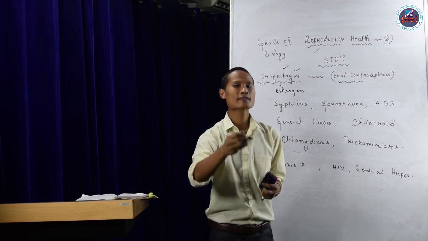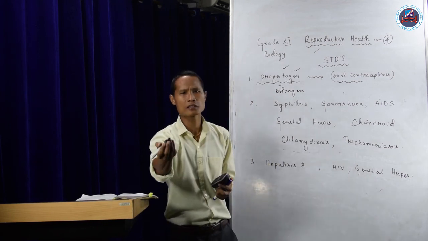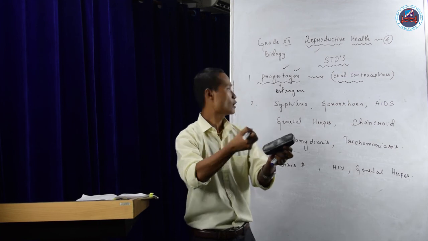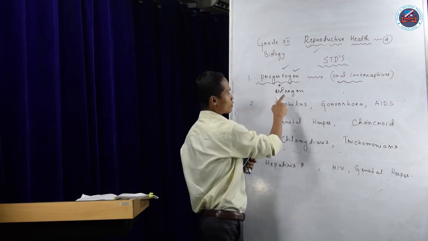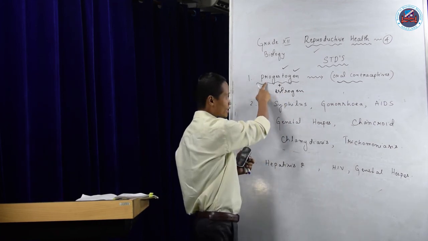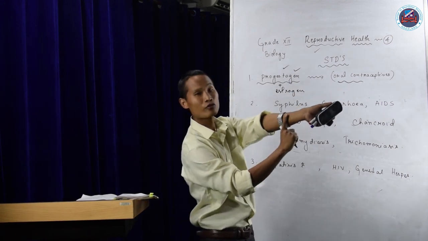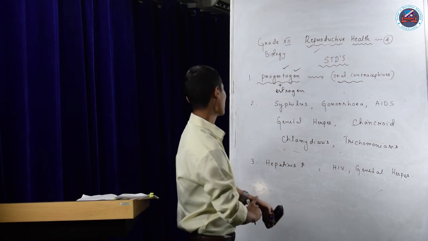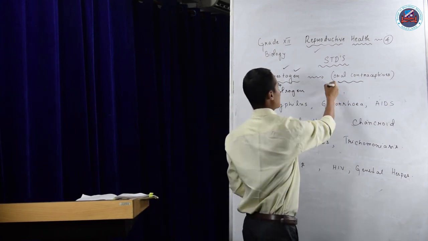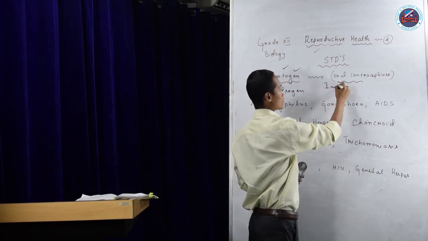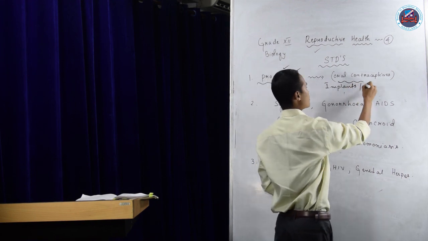Likewise, we have another method called implants or injection. In the female, either progestogen or estrogen, or a combination of these two, is implanted under the skin. So this is also one of the methods, called implants or injection.